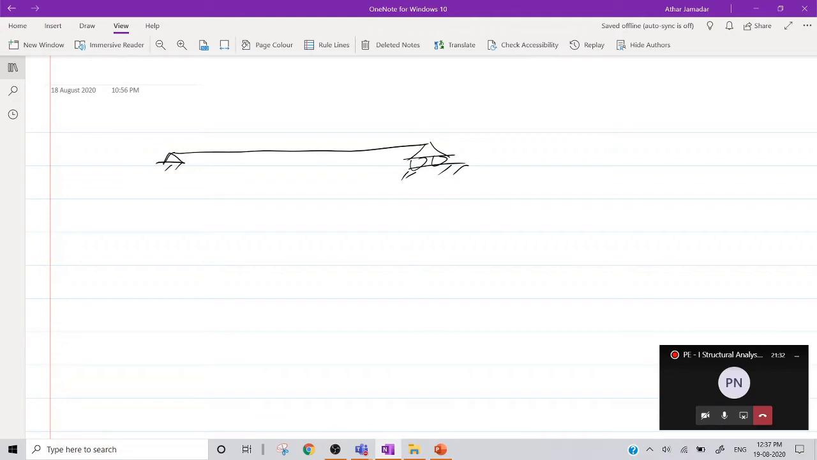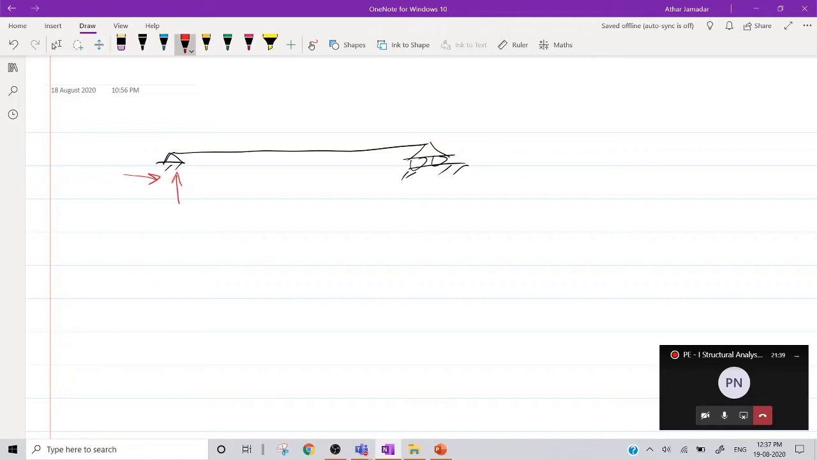Okay, so in this beam, if you see, the total number of reactions: at the hinge support there are 2 reactions, at the roller support there is 1 reaction. So the total number of reactions, which we denote by R, is going to be 3. And the available equilibrium equations, which we will denote by E, those are 3. Which are those?